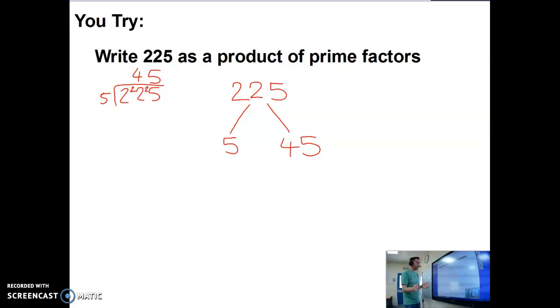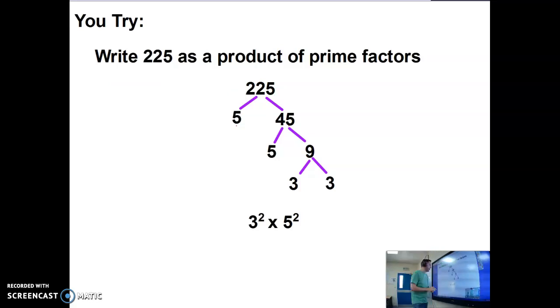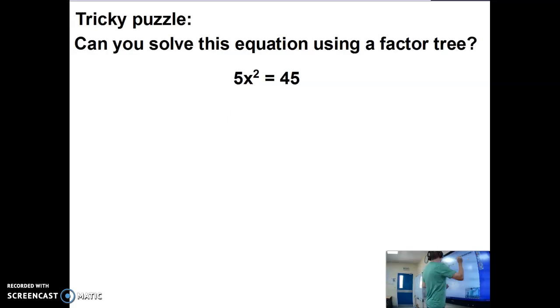And once you've done that, here is your answer. Here we go. And it is 3 squared times 5 squared. All right, here is a little puzzle just to extend you at the end here. Give everybody a chance to pause the video now to see if you can have a go at this one, and then I'll go through the answer.